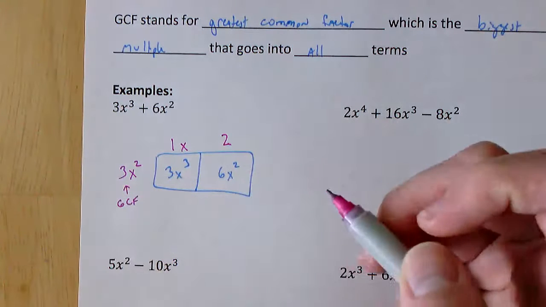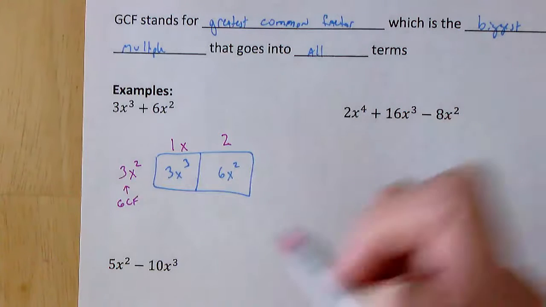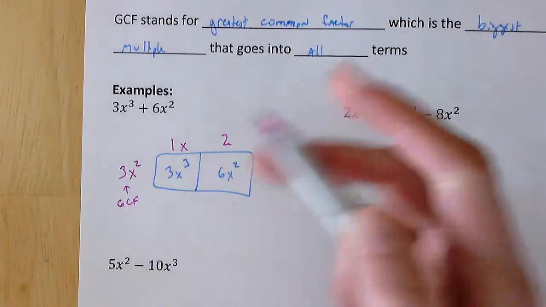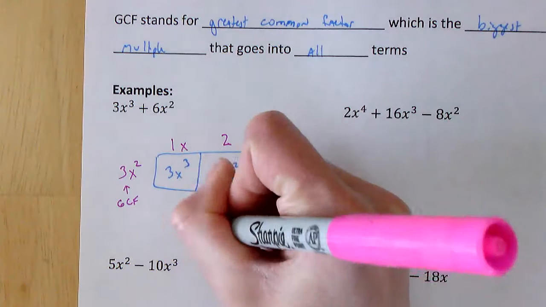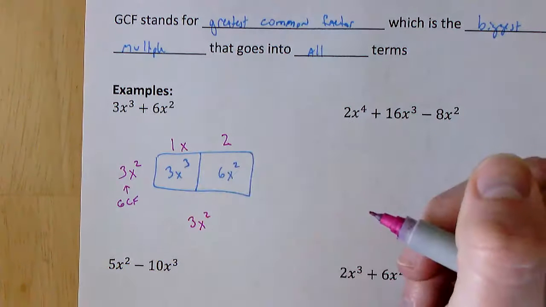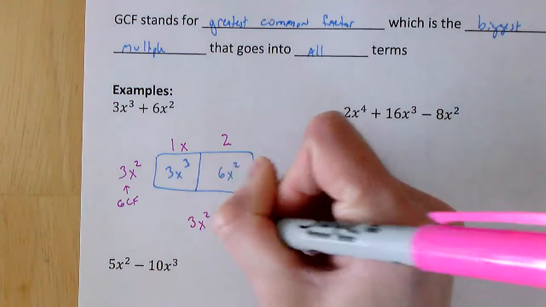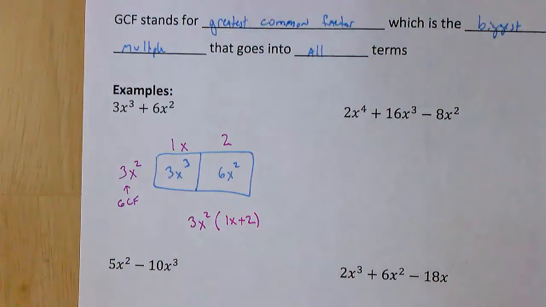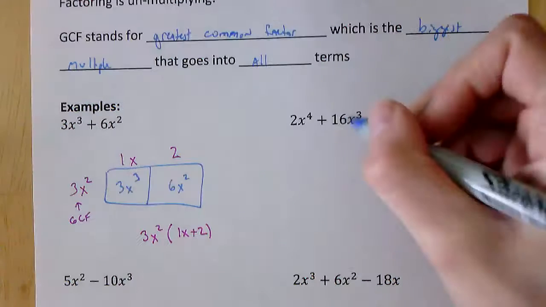Okay, so that's it. The answer that we're looking for, our factored form, is just this pink stuff here. So I'm going to write it as 3x squared. That's what's on one side of the box. Then I'm doing parentheses around the 1x plus 2, because that's positive. Anything that's on the same side of the box, you're going to put in parentheses. I just didn't need parentheses here because there's only one thing.